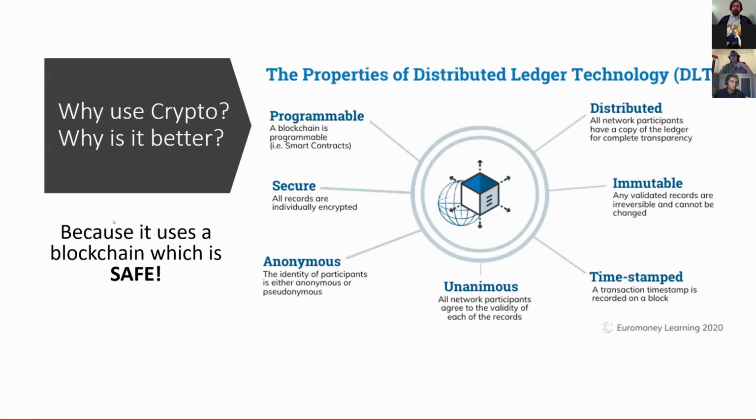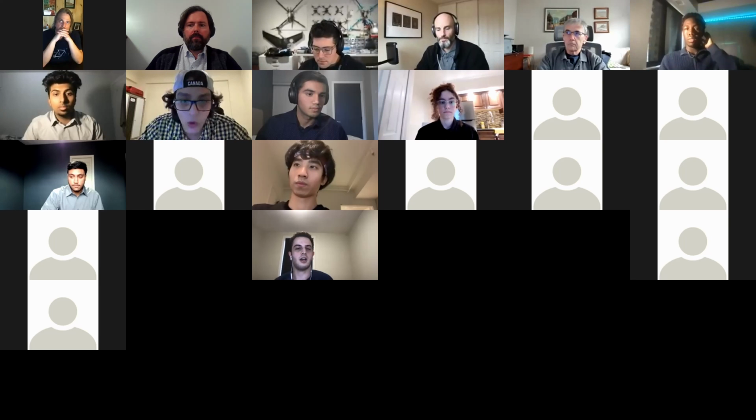Another reason why we chose crypto is because it's safe, reliable, programmable, secure, anonymous, timestamped, immutable, and most importantly, it's distributed, which means all network participants have a copy of the ledger for complete transparency. So you always know where the points, or should I say the crypto, has gone. And now I will stop sharing and open the actual prototype and show you a demonstration.